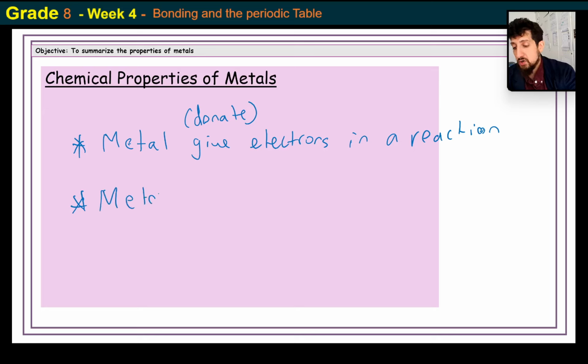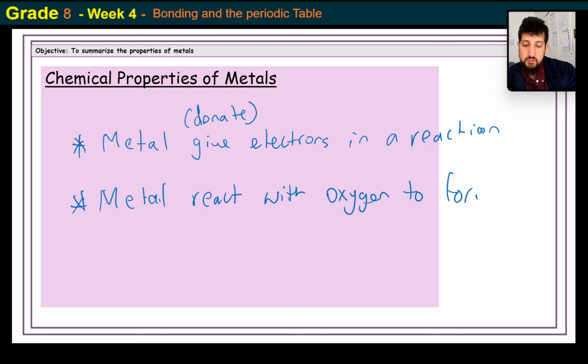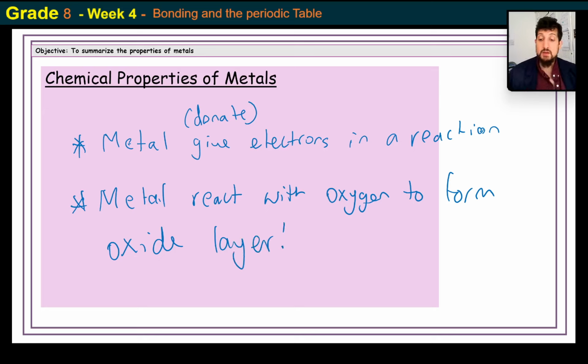The next one is metals form oxide layers. They react with oxygen to form an oxide layer. So what does that mean? You know how iron, if you leave it for a while, what happens to iron when you leave it for a while? Let's see if I can find something that will explain what I'm trying to say.